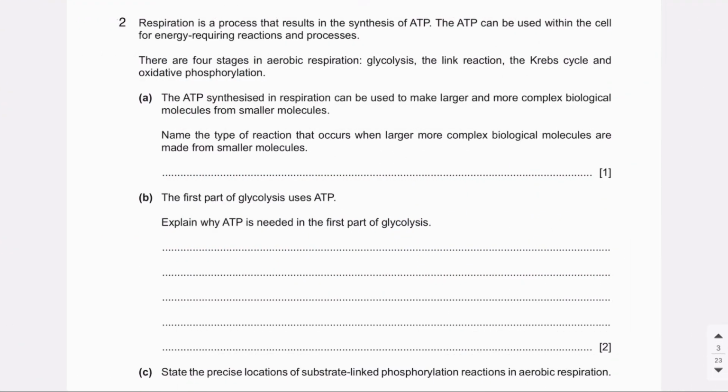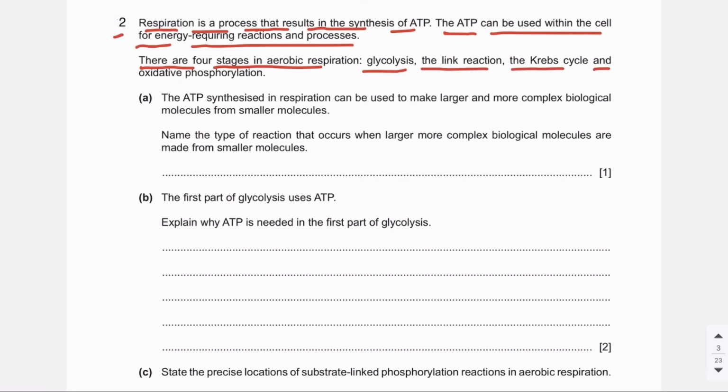Let's move on to question number 2. Respiration is a process that results in the synthesis of ATP. The ATP can be used within the cell for energy requiring reactions and processes. There are 4 stages in aerobic respiration: glycolysis, the link reaction, the Krebs cycle, and oxidative phosphorylation.